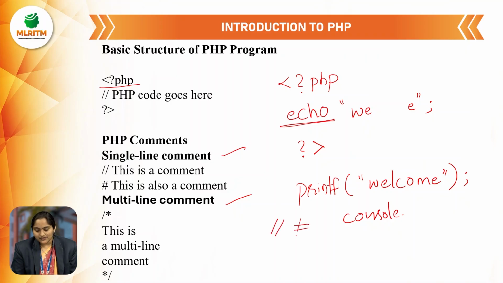And here hash is also used for writing single line comments. And for multiple line comments, slash star and star slash is used. Here in between these two, you can write multiple lines. And see, with the help of these two slashes and hash, we can write single line comments in PHP.